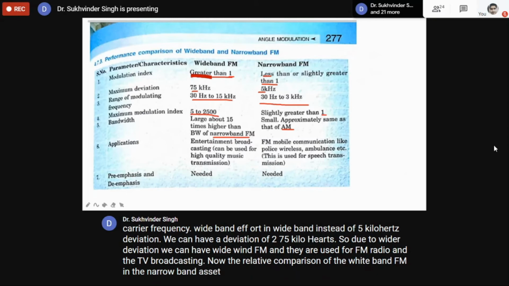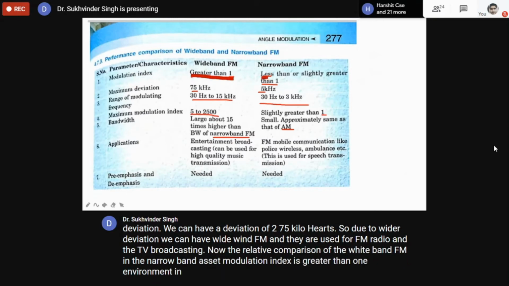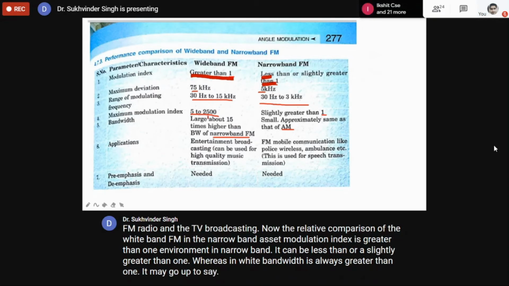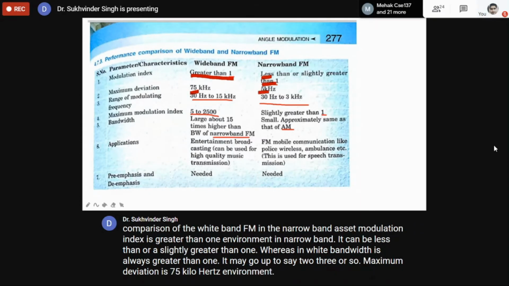Modulation index is greater than 1 in wideband FM. In narrowband FM, it can be less than or slightly greater than 1. Whereas in wideband FM, it is always greater than 1. It may go up to say 2, 3 or so. Maximum deviation is 75 kilohertz in wideband FM. In narrowband FM, the maximum deviation is 5 kilohertz.